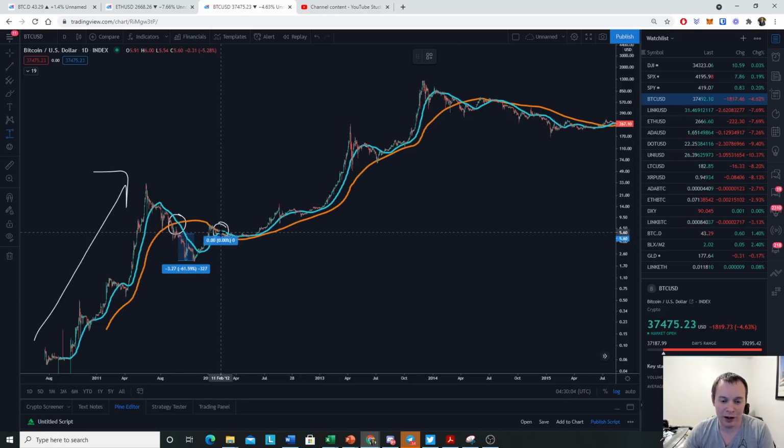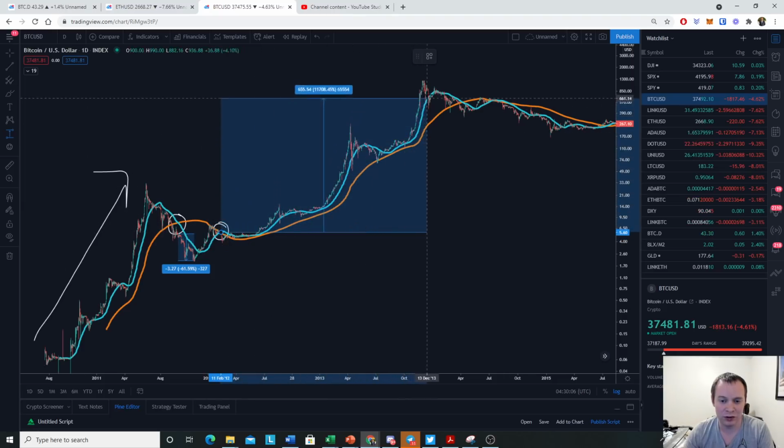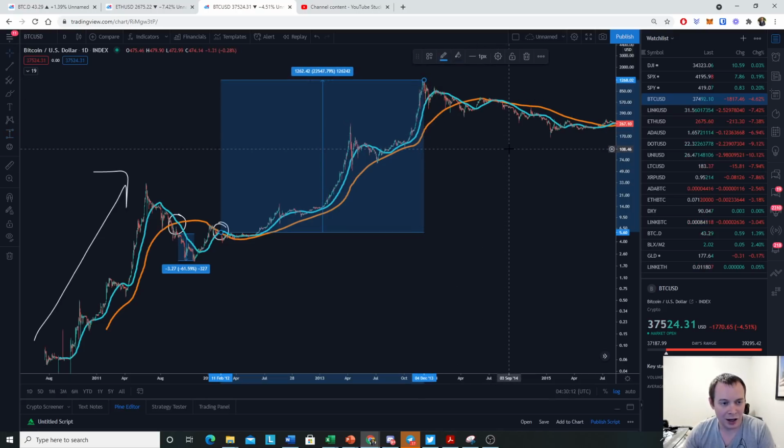And from that point, there was not another cross of these two moving averages until all the way over here, but it ultimately led to a modest, and I mean very modest, 22,547% after the golden cross.